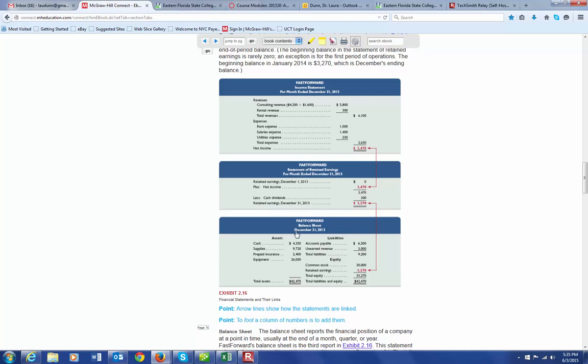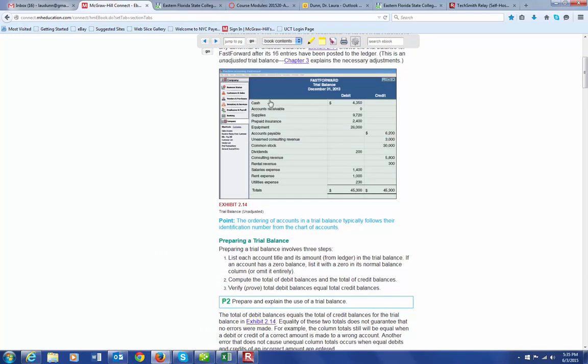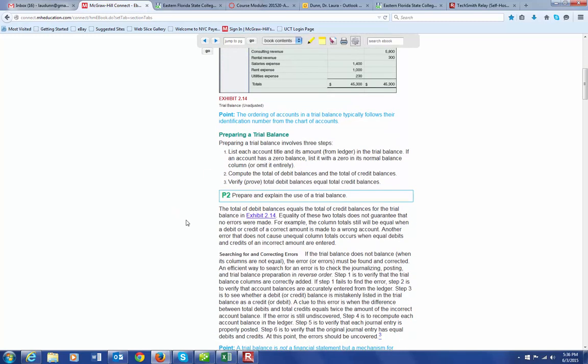Then when you go to your balance sheet, again, all of these accounts for the most part are going to be taken from up here on the trial balance. Remember, cash, accounts receivable, supplies, prepaid insurance, equipment, those are all assets. Those all go on your balance sheet because the balance sheet is assets, liabilities, and equity accounts. Accounts payable, unearned consulting revenue, these are your two liabilities. And then common stock is going to be your equity account.